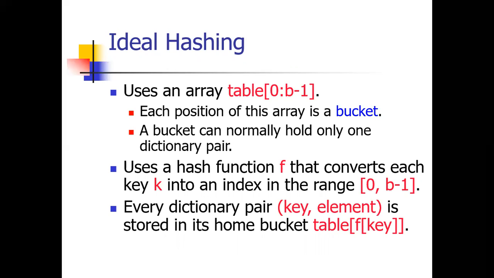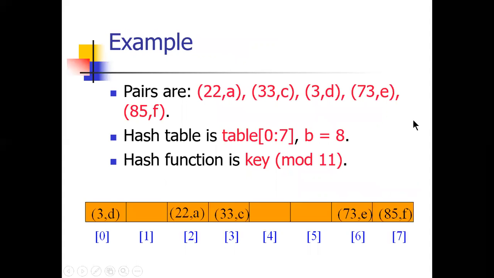Ideal hashing uses arrays, as you can see, where each position of the array is a bucket. A bucket can normally hold only one pair. What does it mean? It uses the hash function f that converts each key into an index in the range, as you can see here. Every dictionary pair, with the keyword that you're looking for and the elements associated with it, is stored in its own bucket. So with hashing, the block in an array, which we are calling the slot or the bucket, is supposed to hold a pair: the key and the attributes that we're looking for.